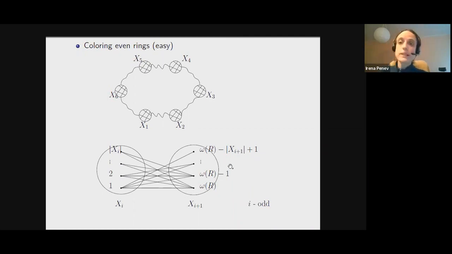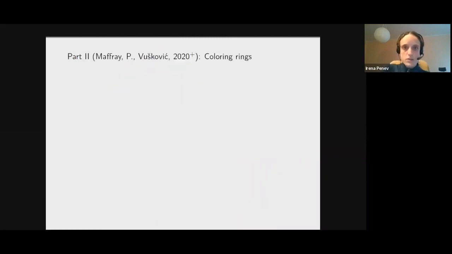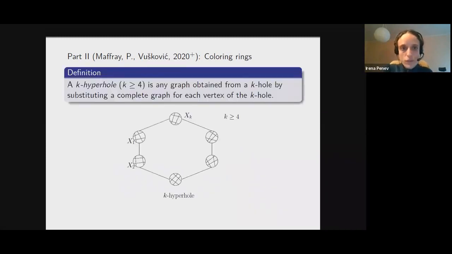But this fails completely if this happens to be an odd ring, meaning if we have an odd number of these cliques. So the question is, what do we do then? That's basically the subject of this second paper and of this part 2 of the talk.